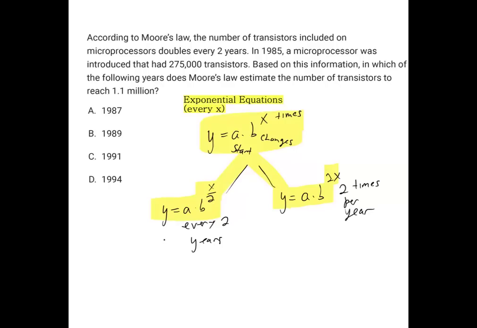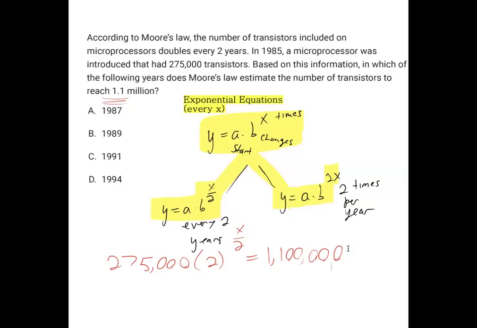In our situation, we know that this thing is starting at 275,000. It's doubling and it's happening every 2 years. So to start this off, the equation looks like that. Then we're wondering, how many times does this need to happen for it to reach 1.1 million? So let's set that equal to 1.1 million. And now we've got some interesting math to do, maybe even some logarithms.